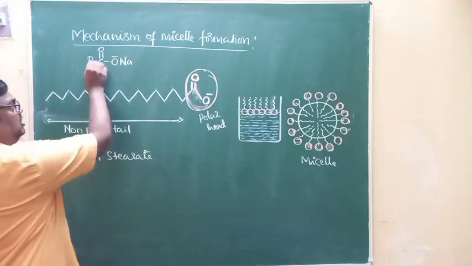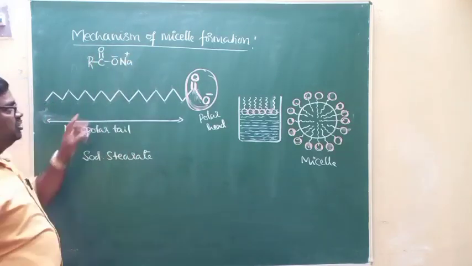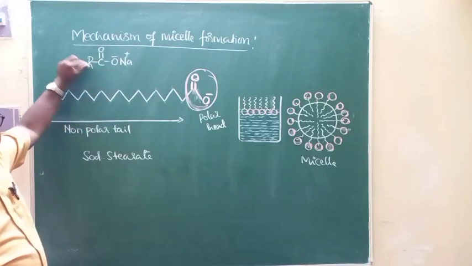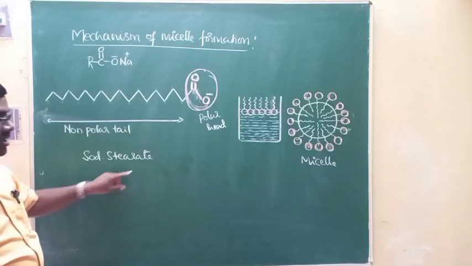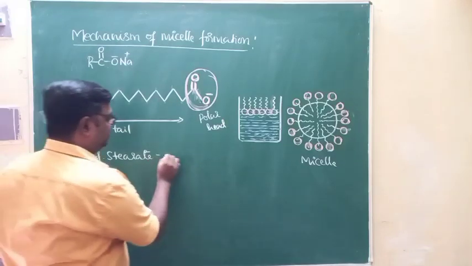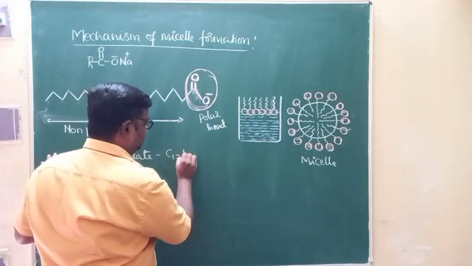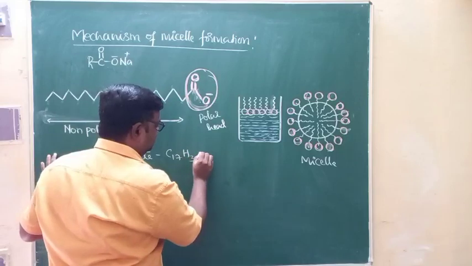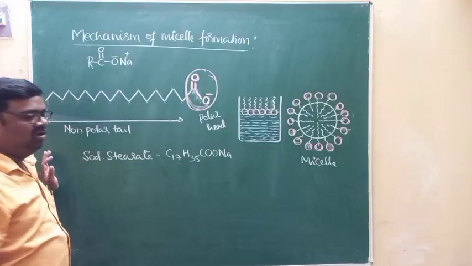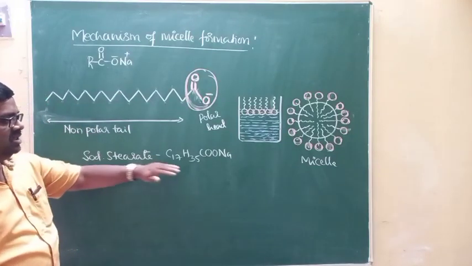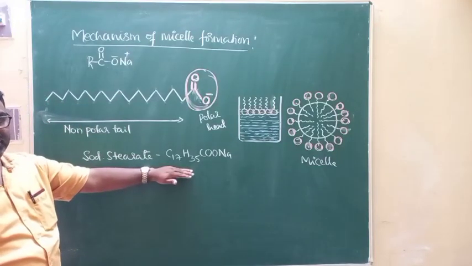RCOO minus Na plus. This is the sodium salt of long chain fatty acids. An example of a soap is sodium stearate. The formula of sodium stearate is C17H35COONa. This is what we call the formula of sodium stearate. This is the common composition of all soaps.